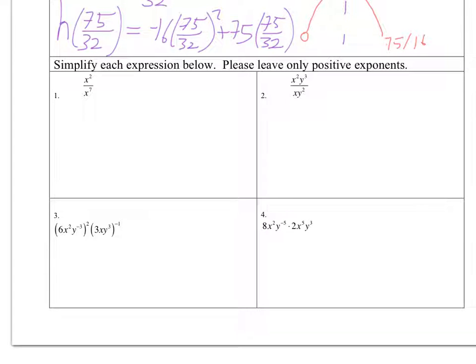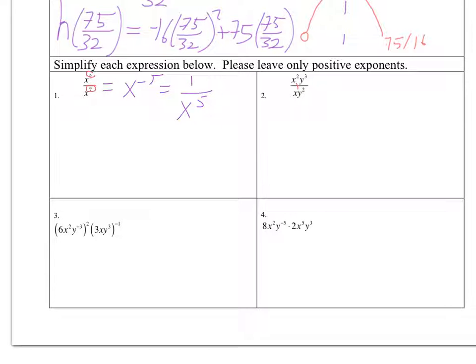Exponent rules. We got to start with our number 1 here. x squared over x to the 7th. We know we're going to subtract that. So that'd be x to the negative 5. In other words, 1 over x to the positive 5. You might also notice you could have subtracted 7 minus 2 and kept the x to the 5th on the bottom. Second one, x squared over x to the 1st.